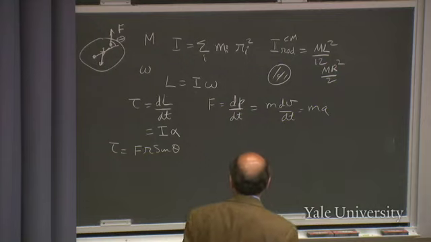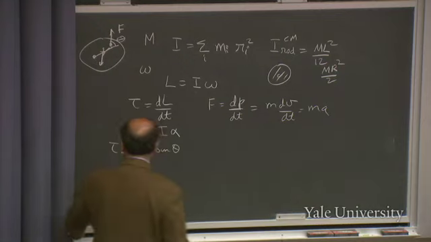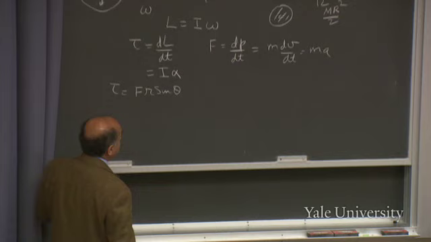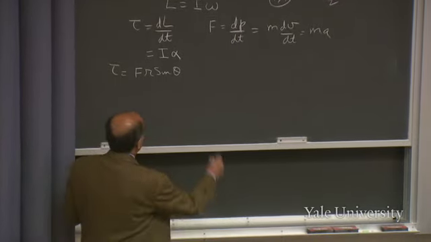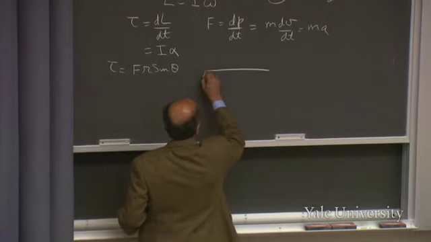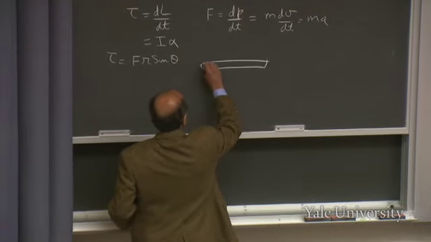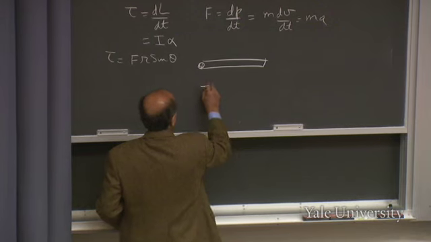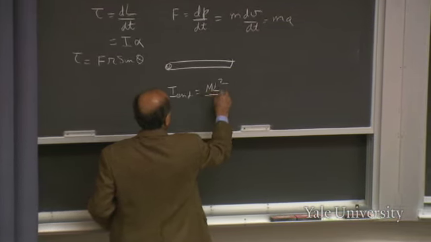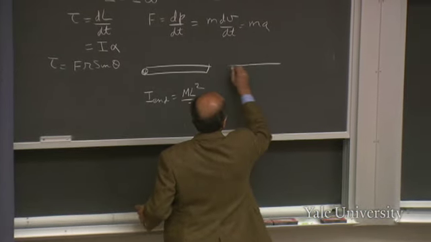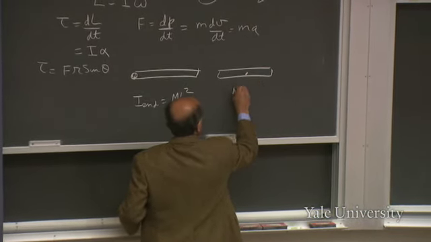Okay, so that's all we did. And what I did towards the end of the class was to calculate the moment of inertia for a couple of objects. I showed you for a disk, it's mr squared over 2. For a rod, I did two calculations. One was around this end, and the moment of inertia around the end was ml squared over 3, and the moment of inertia around the center was ml squared over 12.